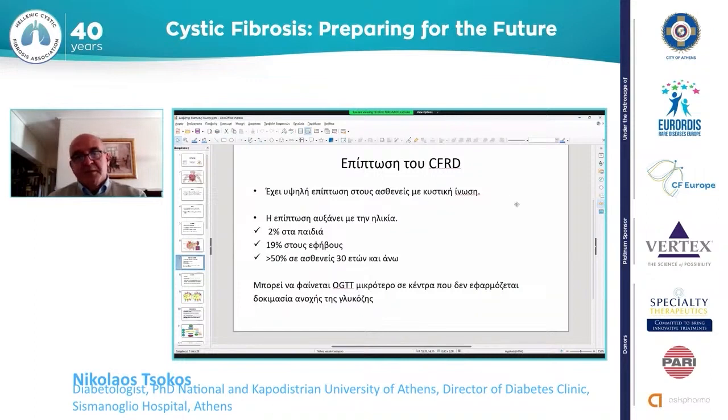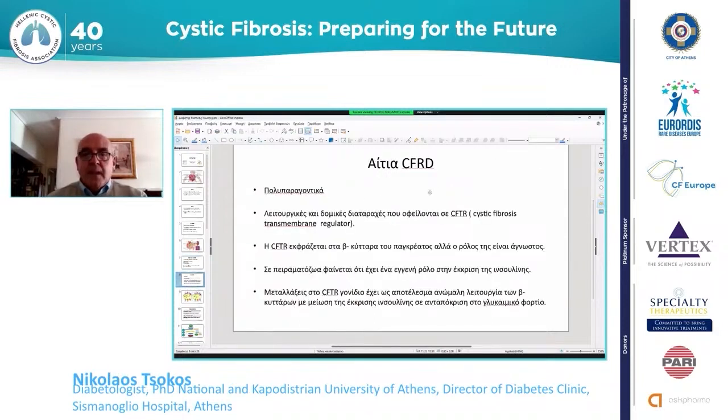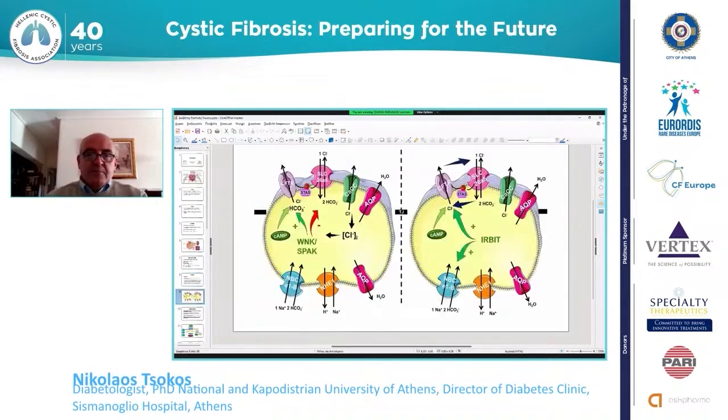What are the repercussions? Diabetes has high incidence in patients with cystic fibrosis. The incidence increases with age: 2% for children, 90% for adolescents, and more than 50% in patients 30 and above. We can have multifactorial causes, functional and structural disorders that pertain to the cystic fibrosis transmembrane regulator. This is expressed in beta cells of the pancreas. In animal models, we see that there is an inherent role in the secretion of insulin. We have mutations in the CFTR gene that lead to an abnormal function of the beta cells.